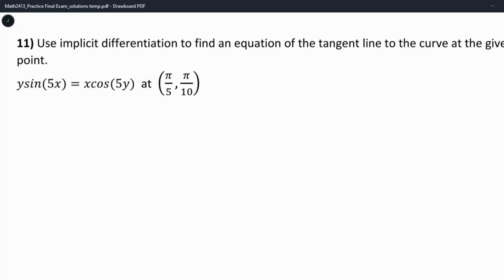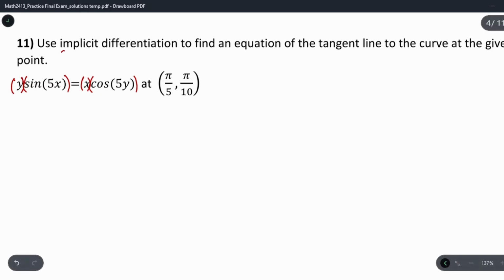Number 11, use implicit differentiation to find an equation of the tangent line to the curve at the given point. So, noticing on the left-hand side, we have y times the sine of 5x. That's going to require the product rule. On the other side, x times cosine of 5y will also require the product rule.